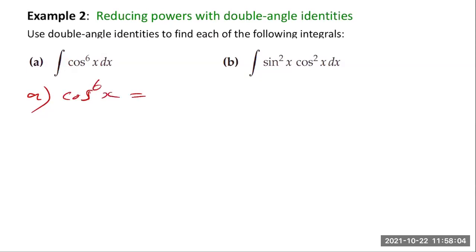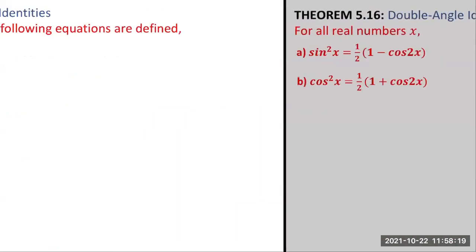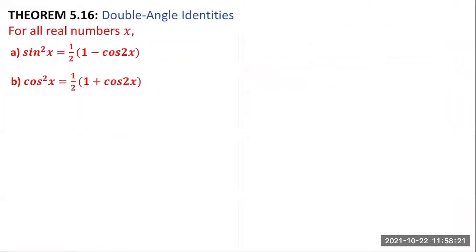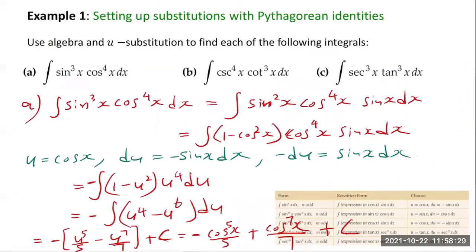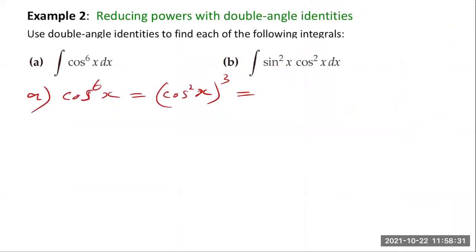Cosine 6x is equal to, what I'm going to do is write cosine squared x to the power 3. If I write it that way, I know a double angle formula for cosine squared x from the previous theorem that we discussed. Here is the formula: cosine squared x is 1 plus cosine 2x times 1/2. So let's plug that in here. You get 1 plus cosine 2x divided by 2, to the power 3.